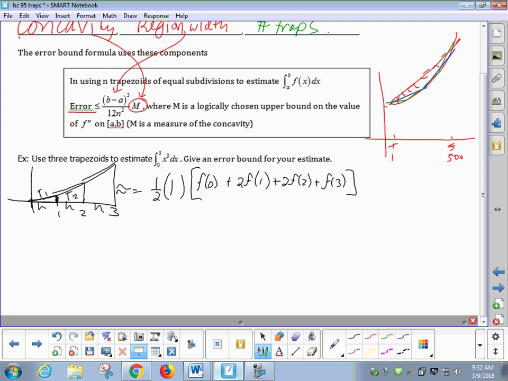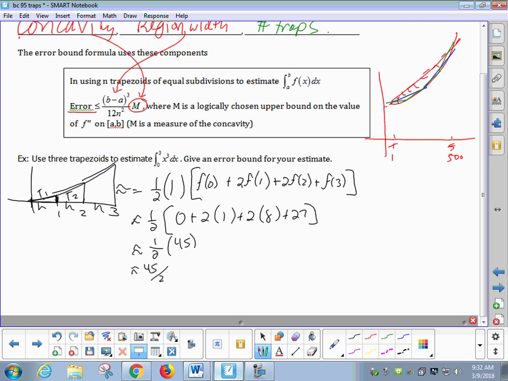Okay. In this case, you'd sometimes pick up your calculator, but because this is pretty clean, we'll just do it without a calculator. The function is x cubed. So what's f of 0? 0 cubed, rather. 0. And 1 cubed? 1. And 2 cubed? 8. And 3 cubed? 27. Therefore, my estimate is something like 1/2 times the sum: 2 plus 16 plus 27. So 18 plus 27, I'm thinking 45. My estimate is 45 halves.